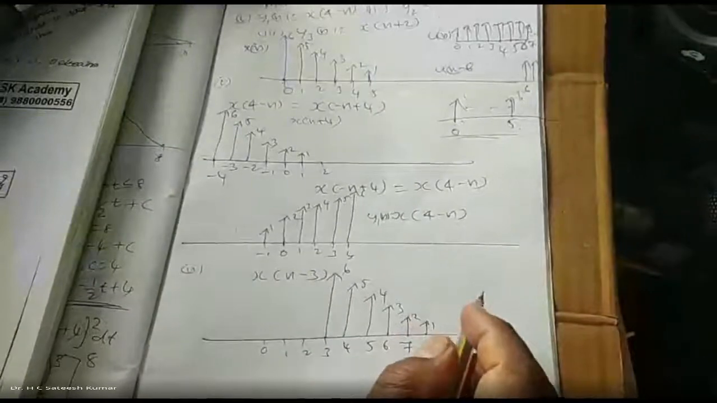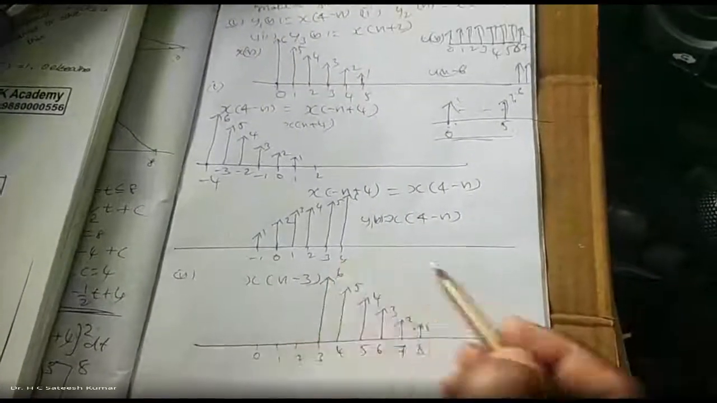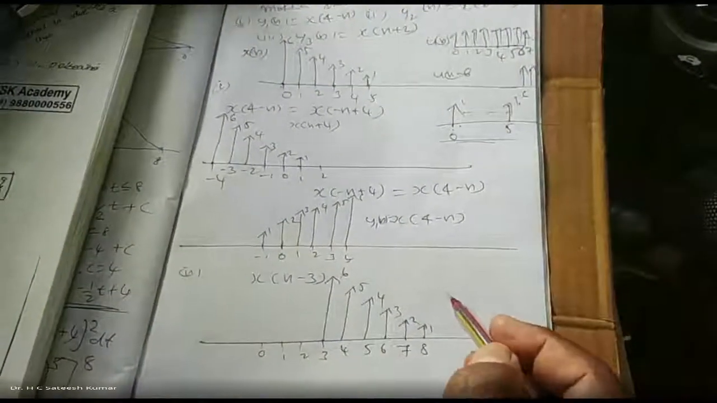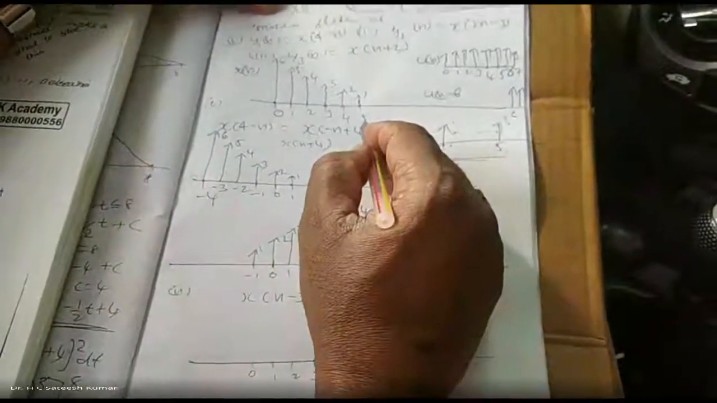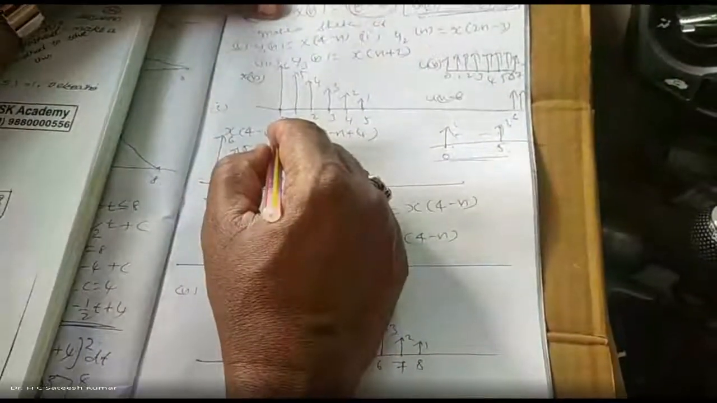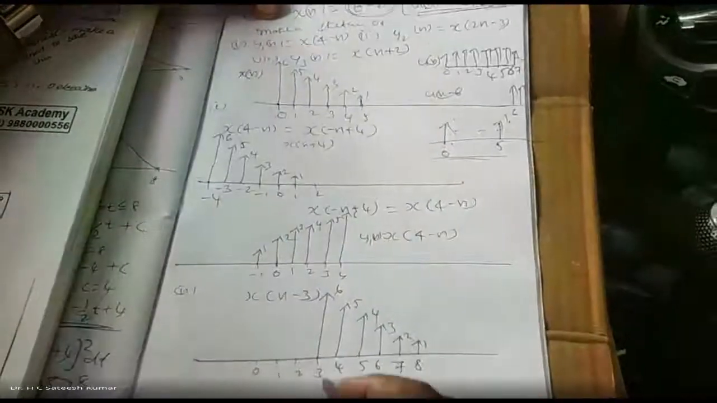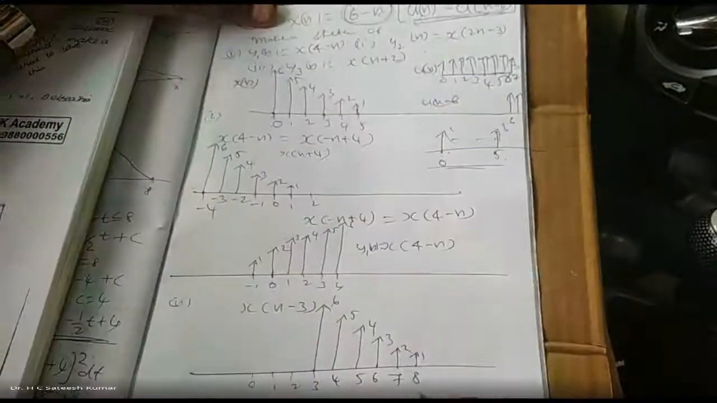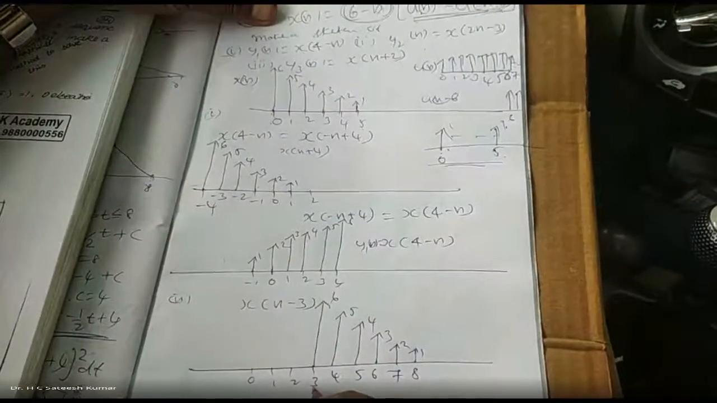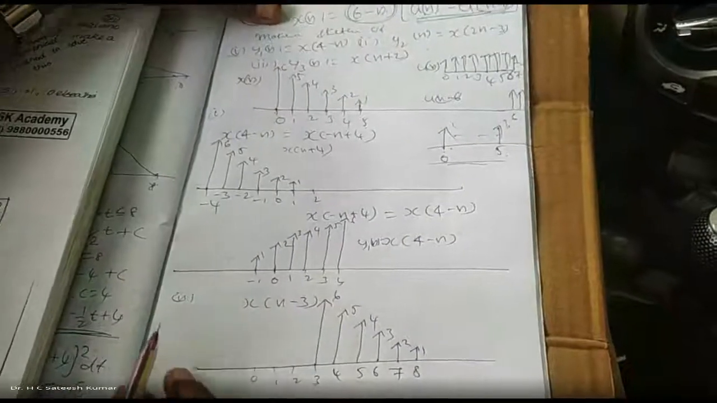If you want to verify, add 3 to 4. So what is that we are going to get? Sorry, add 3 to this 5 edge. 0 plus 3. 0 plus 3 is what? 3 you will get it. 5 plus 3 is what? 8. That's how it is ranging from 3 to 8. X of n minus 3.